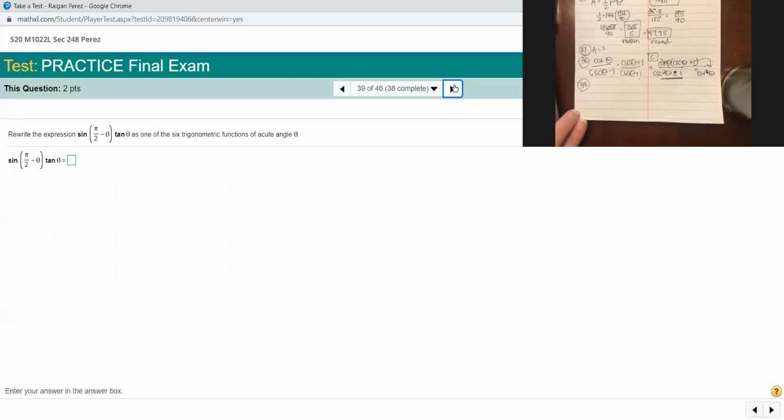All right, we write the expression as 1 as the 6th trigonometric one. Okay, so we got sine of 5/2 theta, tangent of theta. So these are called cofunctions, I believe. And I'm pretty sure sine goes with cosine. So this is the same thing as cosine theta. And tangent is sine theta over cosine theta, right? So my cosines cancel, and I'm left with sine theta.